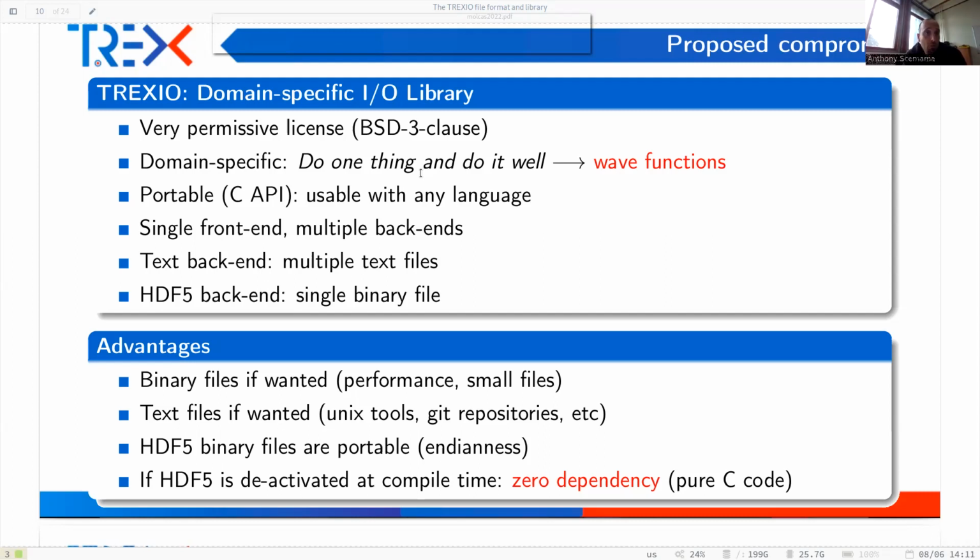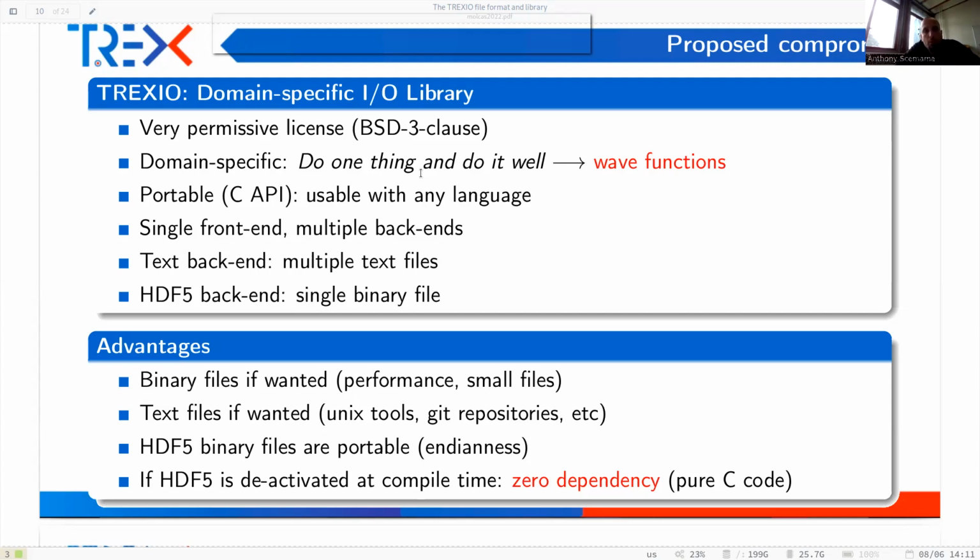And so we need also to have this library be portable. So we chose to write it in C with a C API, so that any language can call this library. There is no constraint. I mean, if we had chosen C++, it would be a pain to call this library in Fortran. So we chose C. That's the simplest thing.